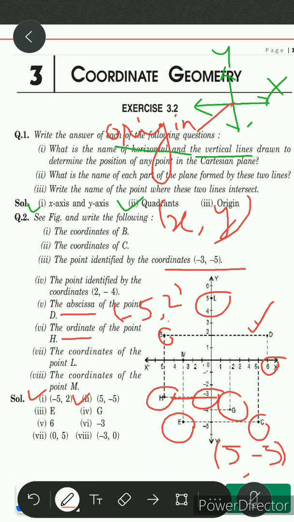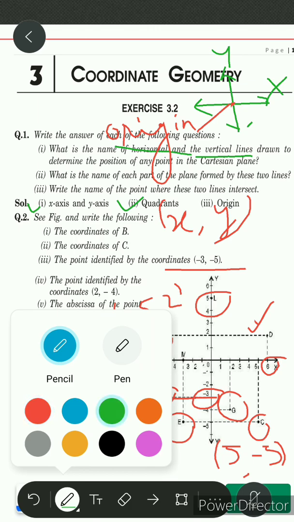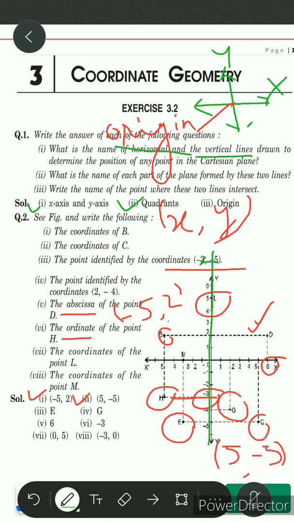Seventh part of the question, the coordinate of the point L. It clearly lies on none of the quadrants, but it lies on your y-axis. So, L coordinate, remember the points on x-axis are always represented by (a, 0), while the points on y-axis are always represented by (0, b). So the solution is (0, 5). The coordinates of the point M.